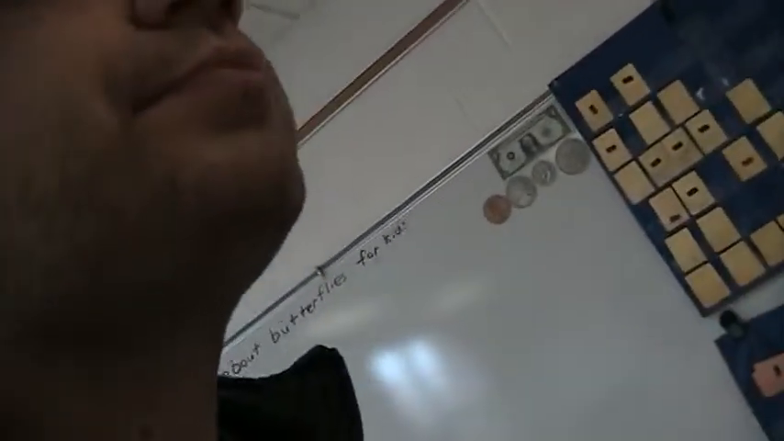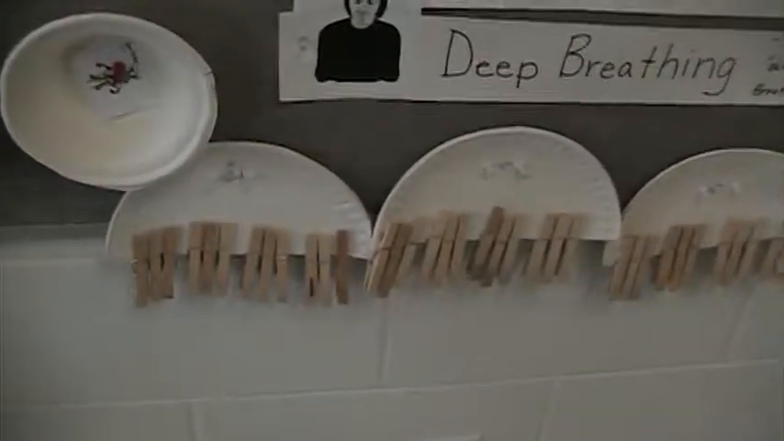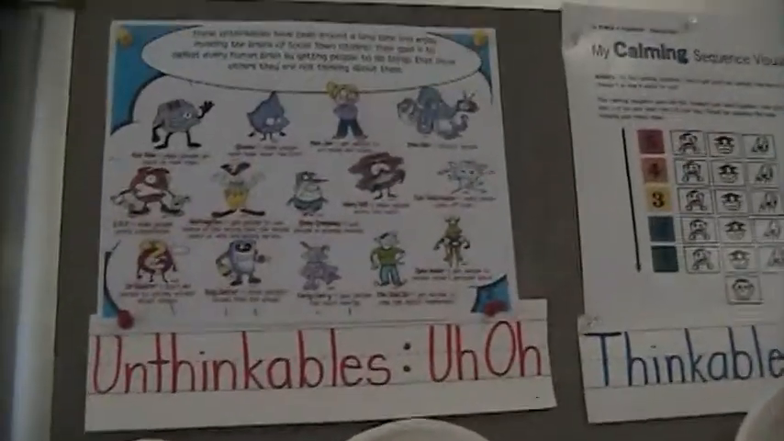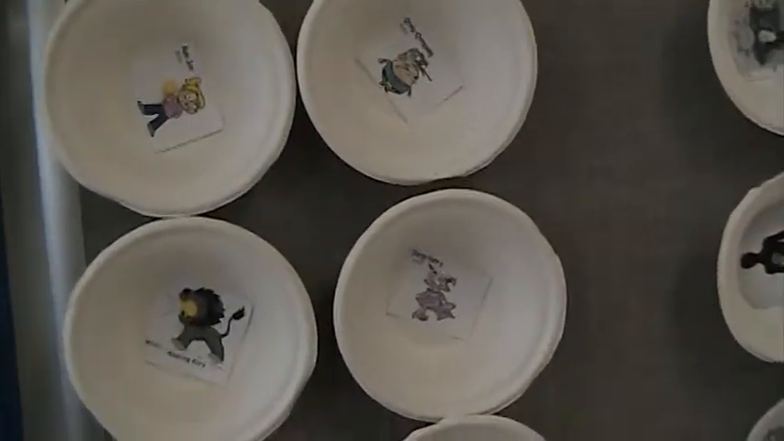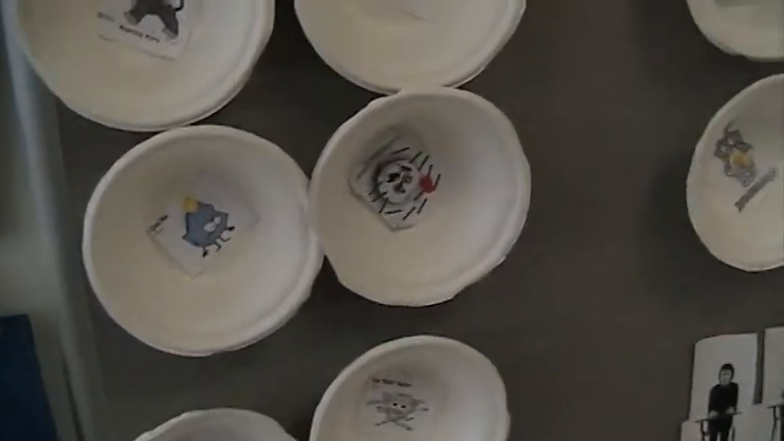So if a student, let's say I was not on task and I was doing something, it would be a kinetic thing as well. So I would come up and I have clothespins here. And we have different Unthinkables, so these guys, which we use with the social worker and her program. So we have different Unthinkables that get into your brain.